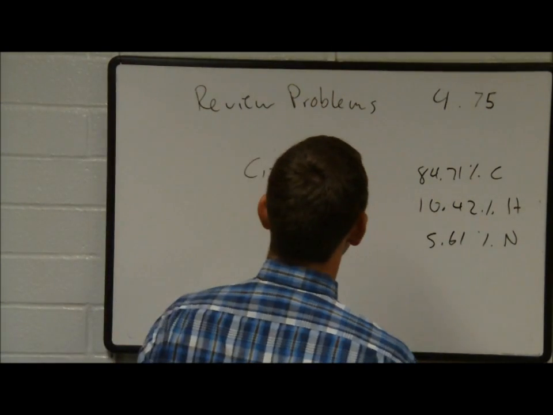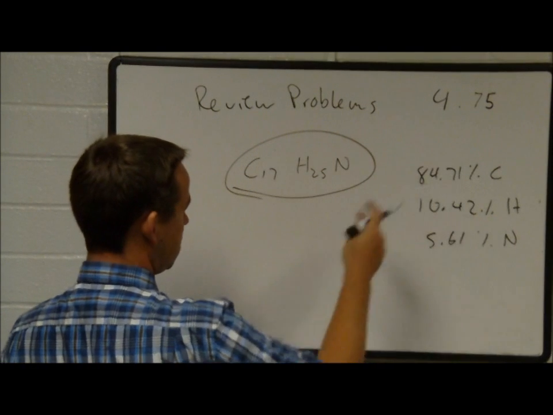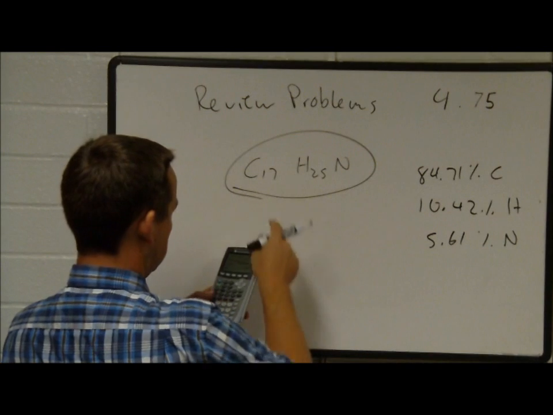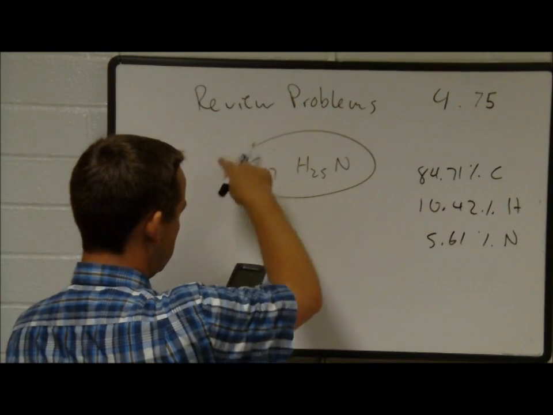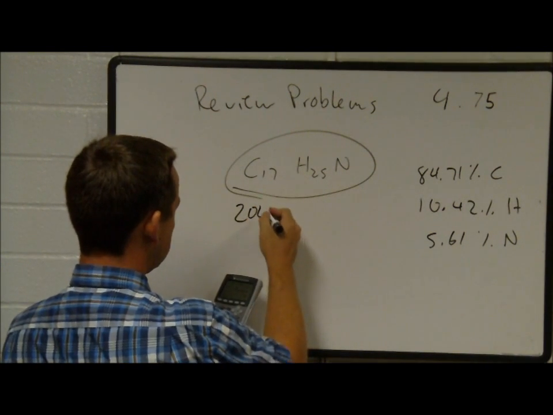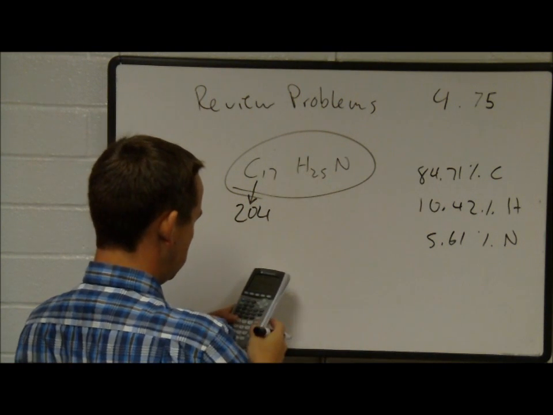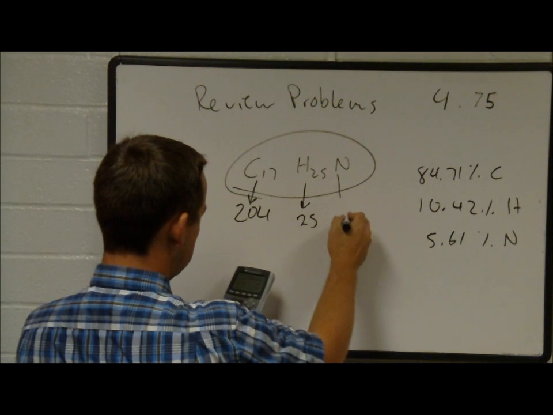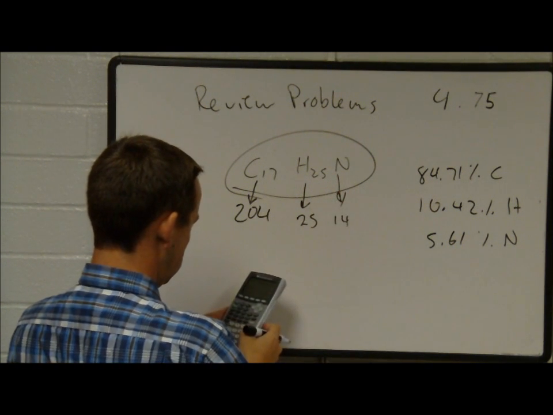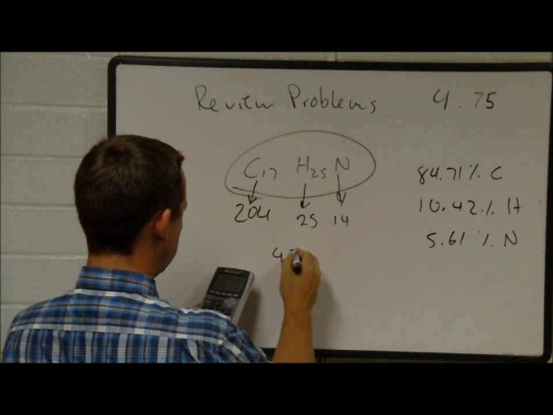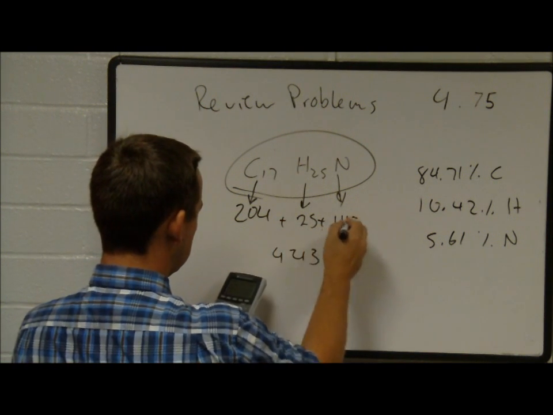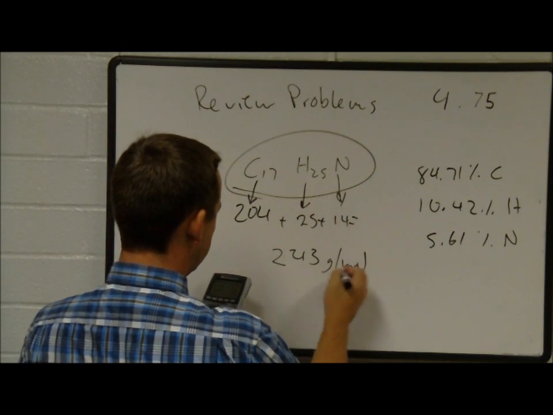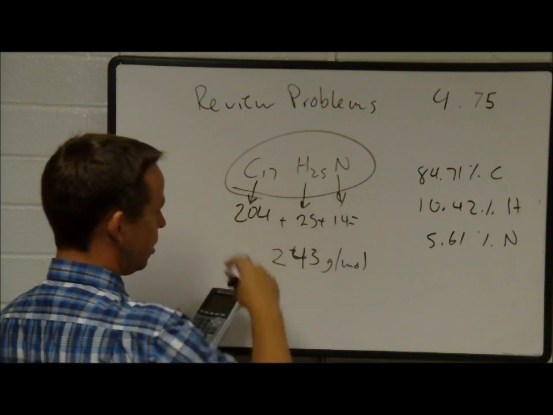So let's see. We just have to find out the mass of this, find out what percentages they are, and see if it matches. So we got 12 times 17 here, that's the mass due to carbon, 204. There's 204 grams due to the carbon for every mole. 25 grams due to hydrogen here, and then 14 due to the nitrogen, right? So I'm getting a total of 243 grams for every mole.